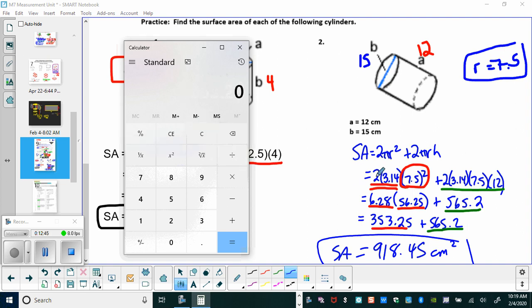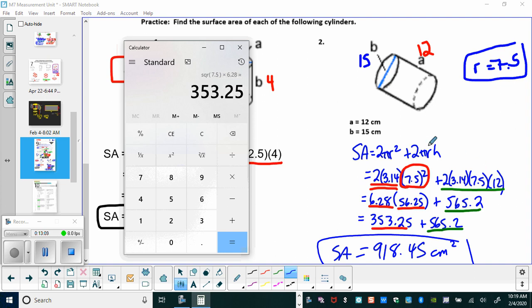Now in my work, I want to point out here that the 2 times pi pops up a lot. So a lot of students just go ahead and recognize that 2 times pi is 6.28. If you kind of memorize that, then in your calculator, once you do the 7.5 and you square it, then you can just do times this 6.28, and that takes care of the top and the bottom.